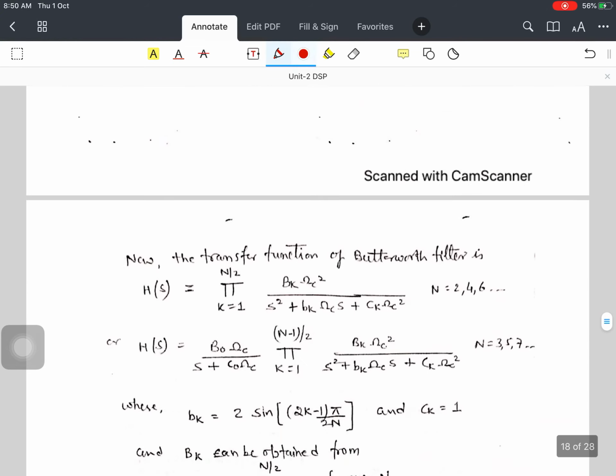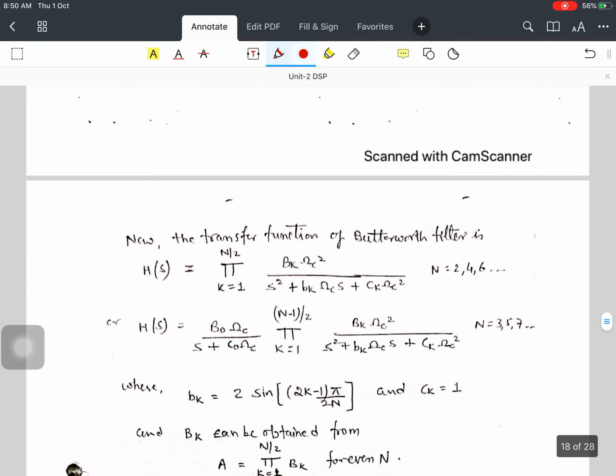Now the generalized form of the transfer function for a Butterworth filter is given by this Hs for n equal to even. So when the order of the filter is even, you can use this Hs equal to product from k equal to 1 to n by 2 of bk ohm c square upon s square plus bk ohm c s plus ck ohm c square, where these bk and ck are your design parameters.